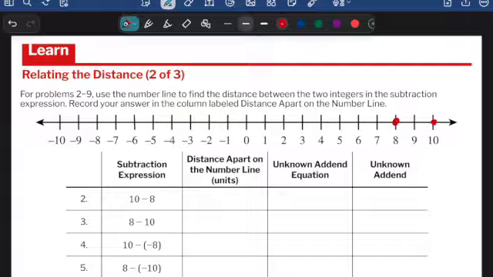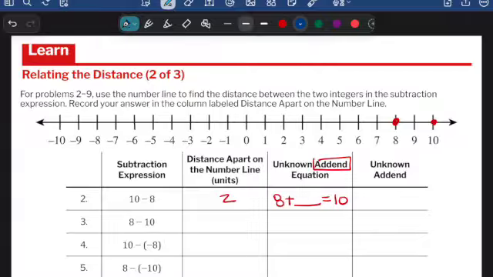What's the distance between those 2 points? From 8 to 10, we have a distance of 2. Now, if we're doing our unknown addend equation, we're going to read the equation in reverse order. So 8 plus, because it's an addend, we're adding a number, so we're going to be writing an addition equation. And it's unknown, so we don't know what I'm adding. What number do I add to 8 to get to 10?